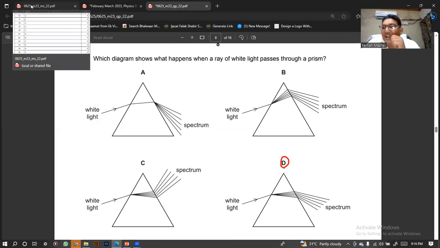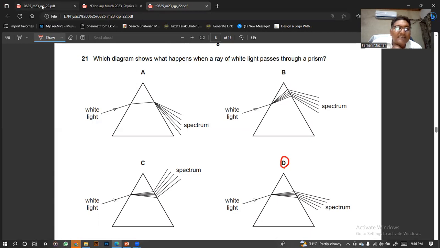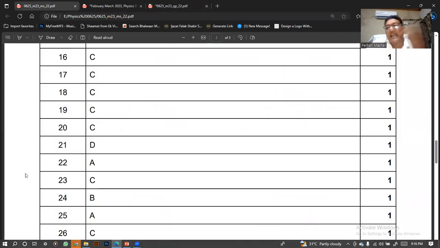Hopefully you have seen this diagram many, many times in your textbook. So that was question number 21. And we think D is the option, sir. Yeah, D is the right option, sir.